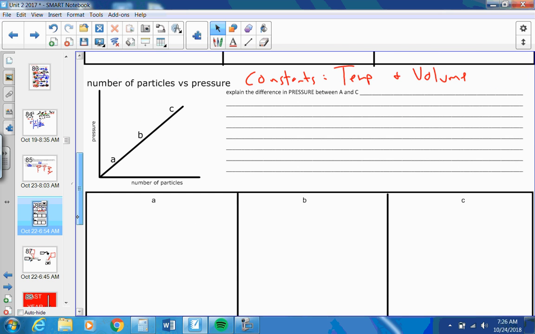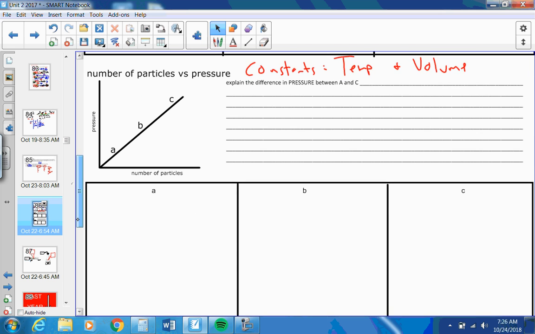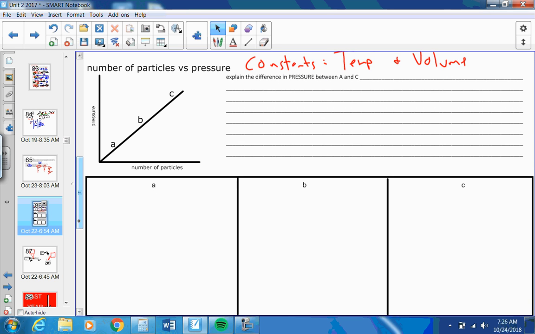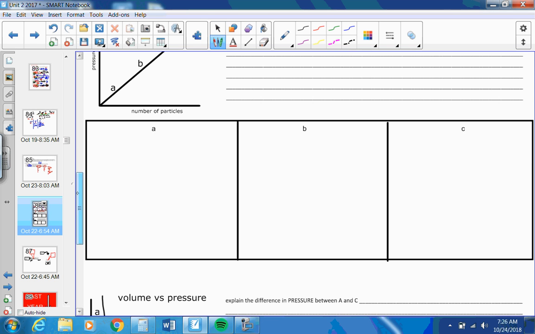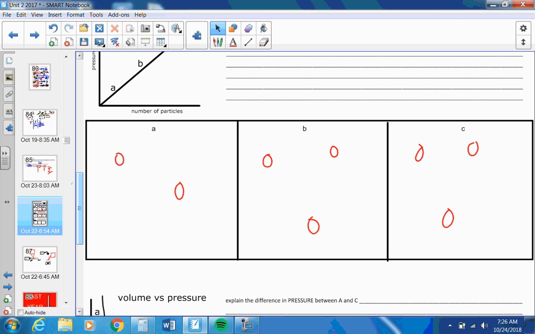In these ones, this time the number of particles is changing. So we need to make sure we represent that. I could put 2 of them here, 3 of them here, and 4 of them. But if you do 2, 4, 6, or 1, 3, 5, or 1, 2, 3, all of that is okay.